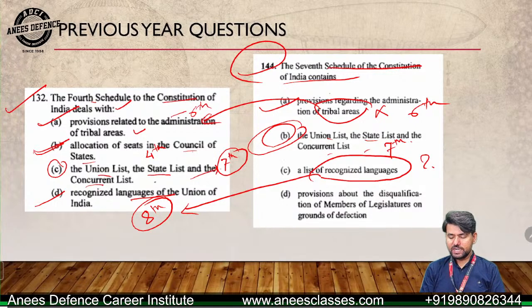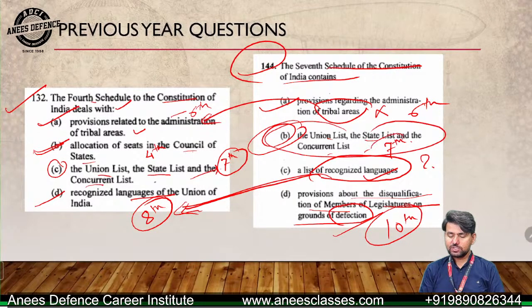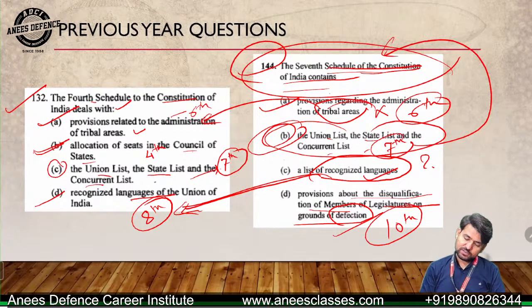एंड देन कम्स प्रोविजन दैट द डिस्क्वालिफिकेशन ऑफ मेंबर्स ऑफ लेजिस्लेटिव ऑन ग्राउंड्स ऑफ डिफेक्शन. देखो एंटी डिफेक्शन हमने 10 शेड्यूल में देखा, बराबर. हाँ, तो एंटी डिफेक्शन 10 शेड्यूल, रिकॉग्नाइज ऑफिशियल लैंग्वेजेस 8 शेड्यूल, लिस्ट आर इन 7 शेड्यूल एंड द ट्राइबल एरियाज इन 6 शेड्यूल. और पूछा क्या है, लिस्ट पूछा है ना. 7 शेड्यूल ऑफ इंडियन कॉन्स्टिट्यूशन, ये लिस्ट है, तो ये आंसर इसका होना चाहिए.